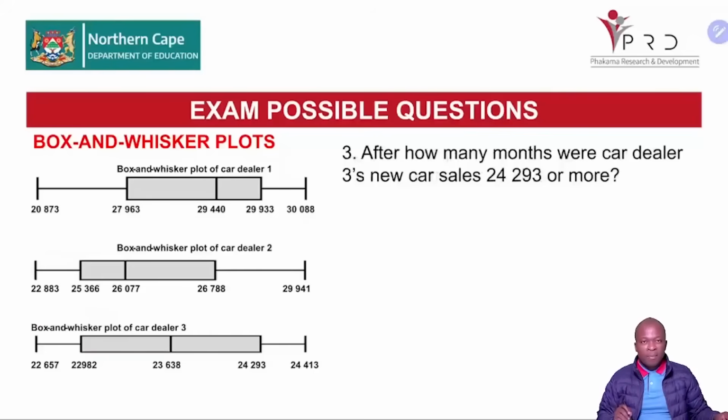25,366. Trust me, it's going to be easy for you. Just watch and practice. You will see, you will be very fine. Let's look at number 3. After how many months were car dealer number 3's new car sales?